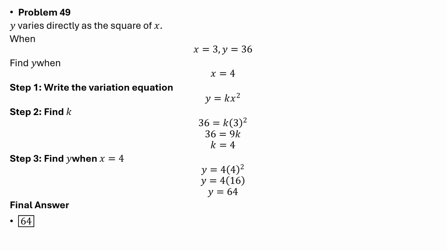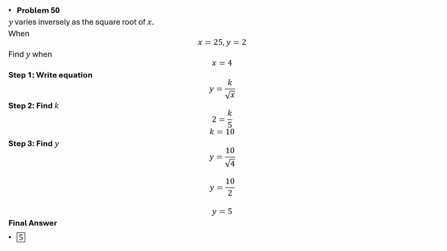Because y varies directly as the square of x, we use the equation y equals kx squared. Using the given values, we find that k equals 4. Substituting x equals 4 gives y equals 64.